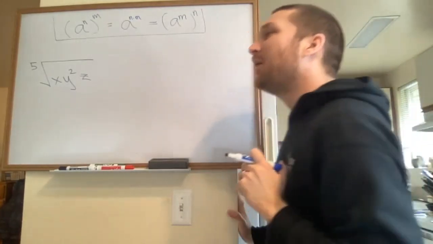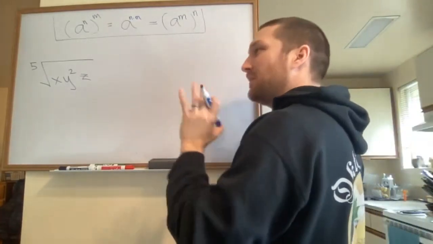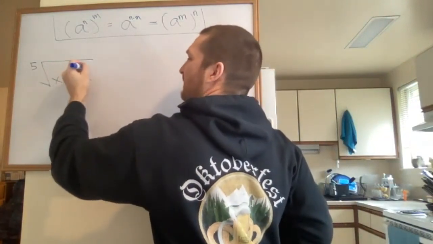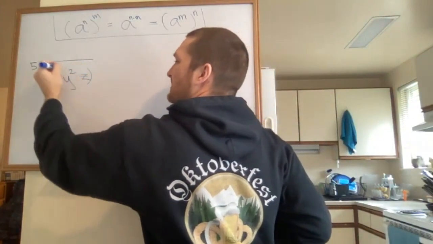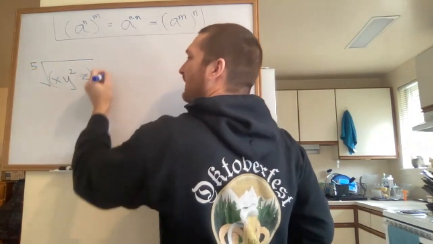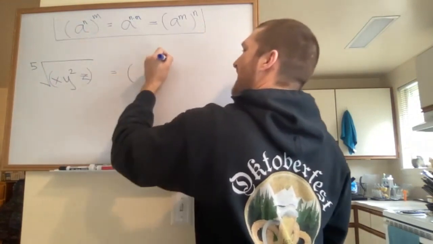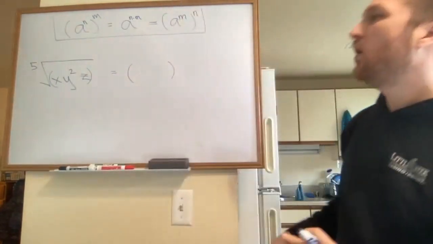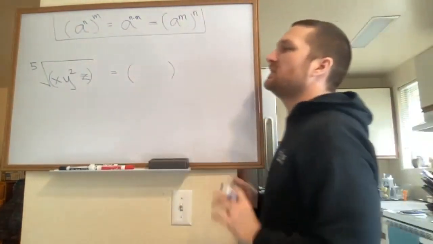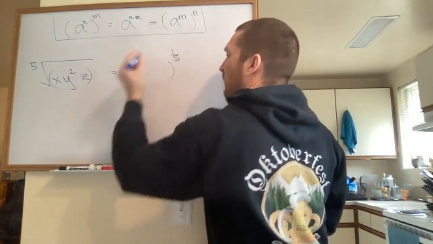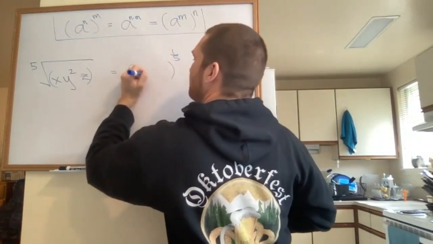Okay. What about this guy? So forget for a second that this is three different things. Let's just consider this all as one thing. And we know that you take a root of something, it's the same thing as that thing raised to a power. What power would this be raised to? 1/5. 1/5. Okay, so we have part of it down.